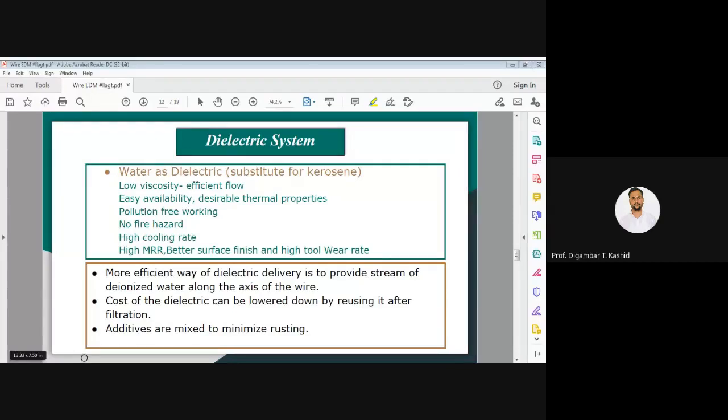You know that kerosene was used as a dielectric fluid in the case of EDM, but here deionized water is used as a dielectric. As a substitute for kerosene, we are using deionized water.